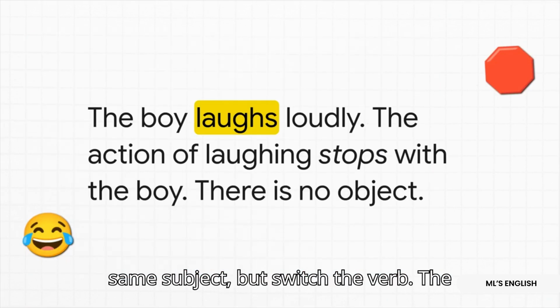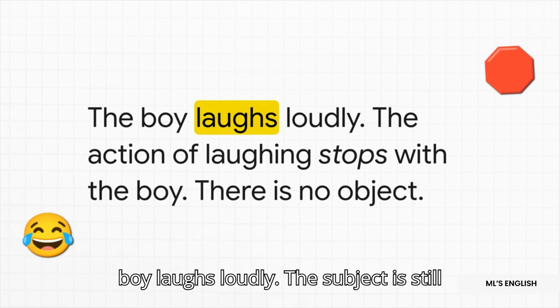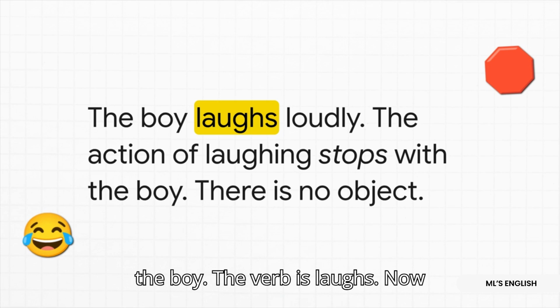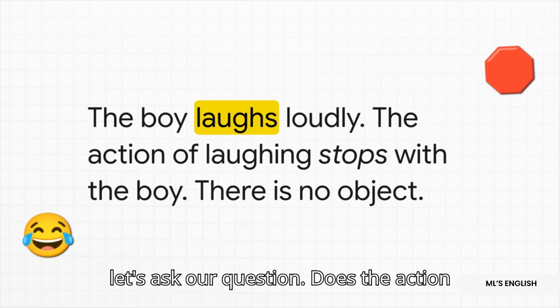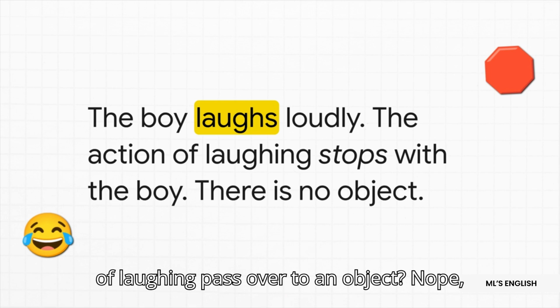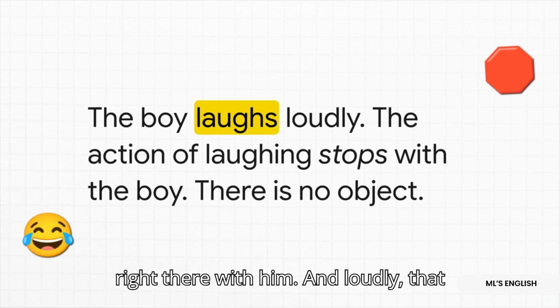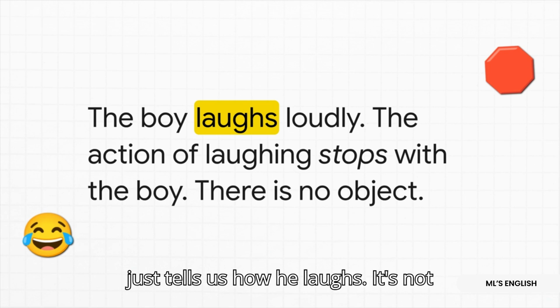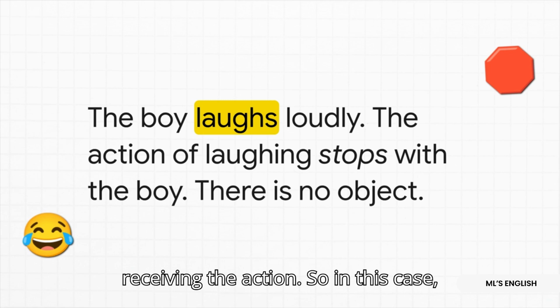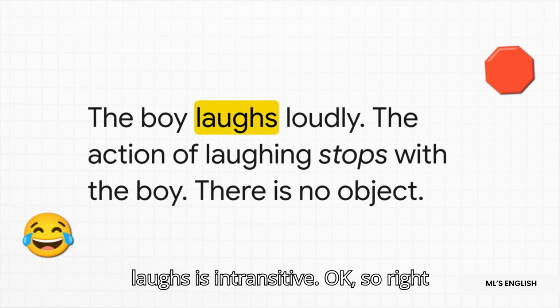Let's use the same subject but switch the verb. The boy laughs loudly. The subject is still the boy. The verb is laughs. Now, let's ask our question. Does the action of laughing pass over to an object? Nope, the boy just laughs. The action stops right there with him. And loudly, that just tells us how he laughs. It's not receiving the action. So in this case, laughs is intransitive.